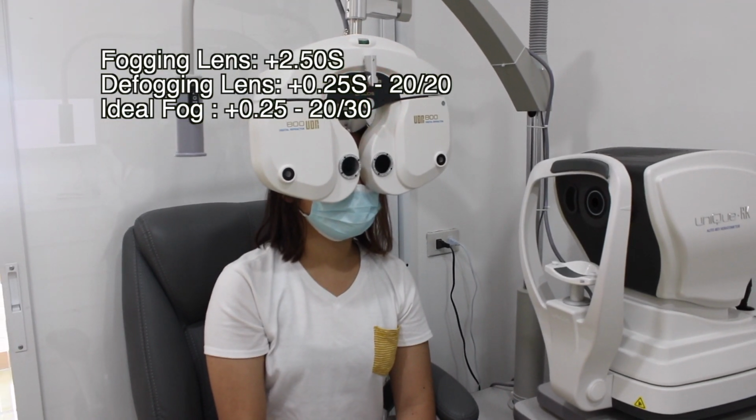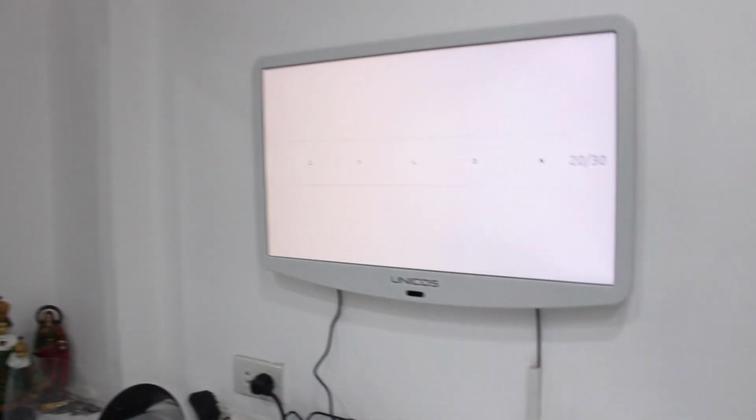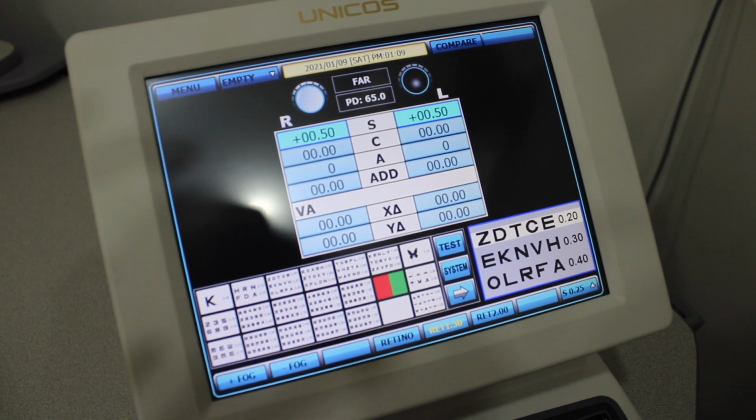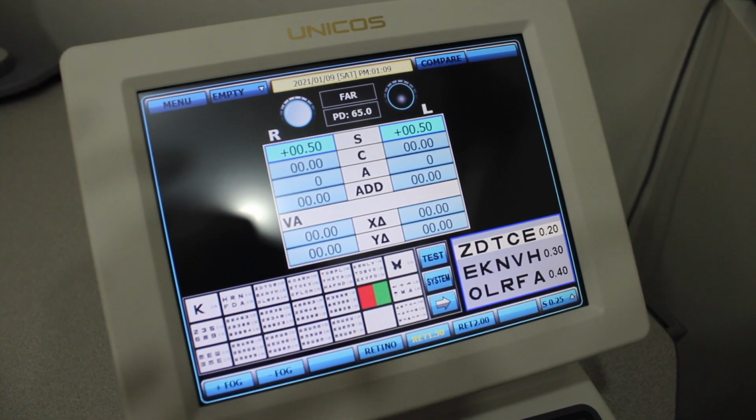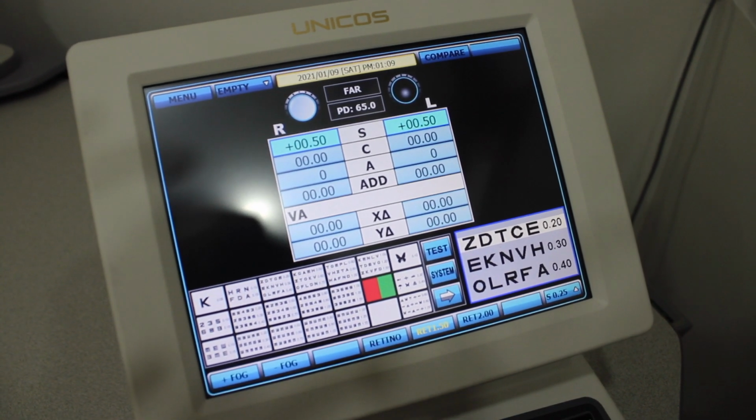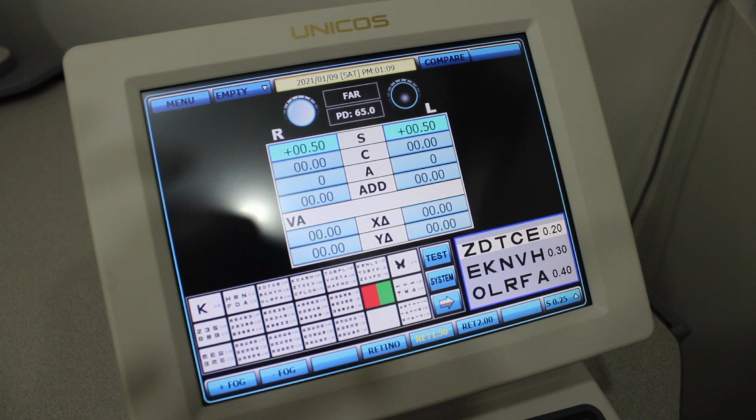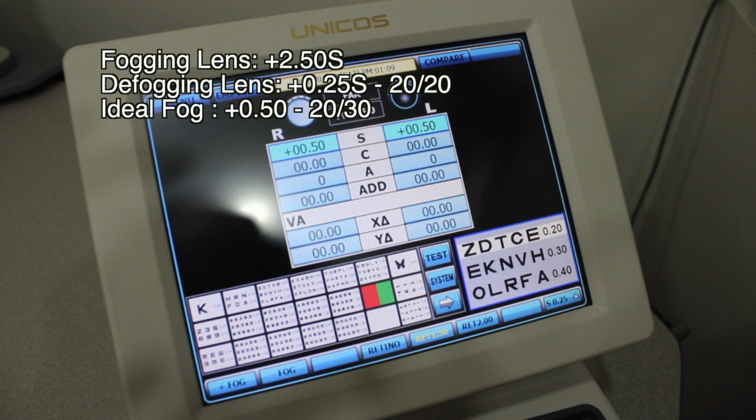C and F are slightly blur, but L, D, N are not. Okay. How about this one? Slightly blur. Everything now is slightly blur. At +0.50 lens in place, the patient reports slightly blurred.